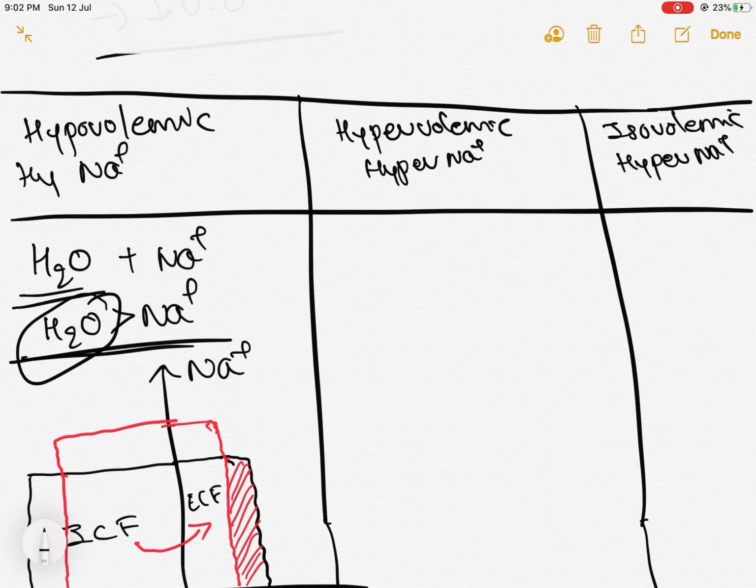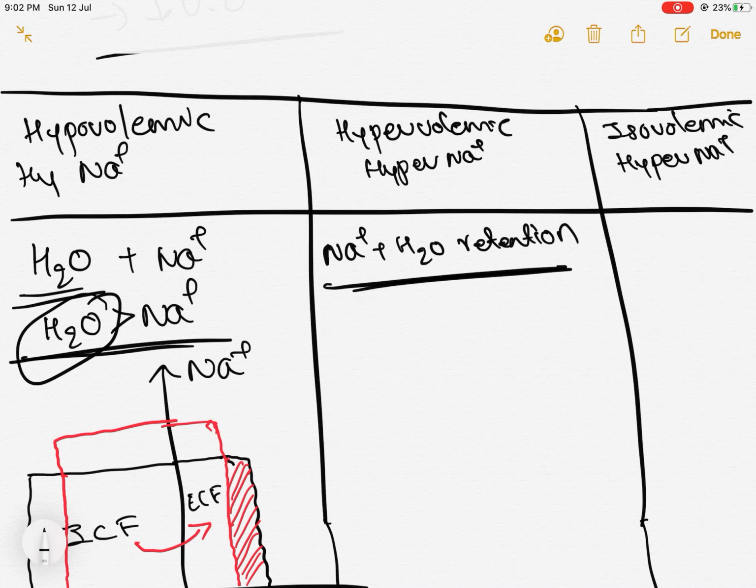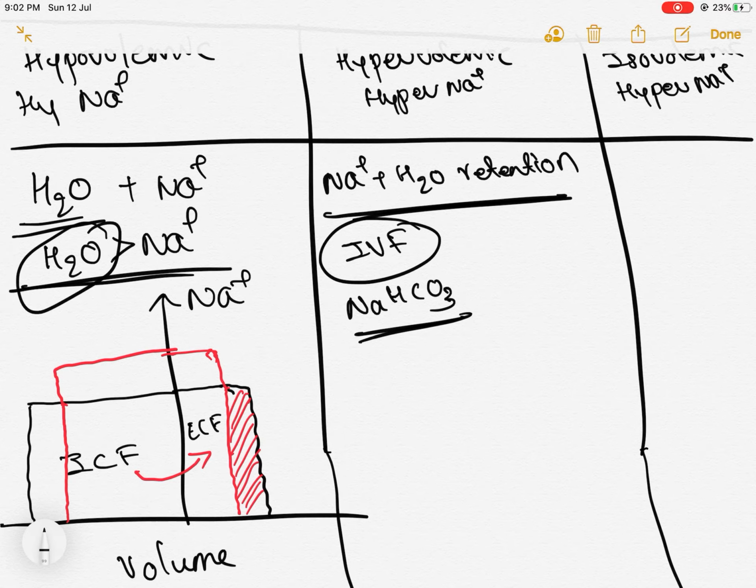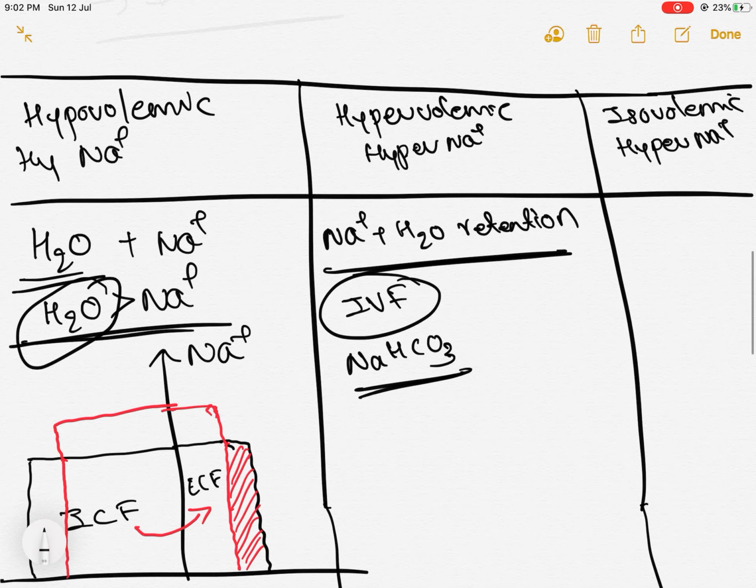Now in hypervolemic hypernatremia, what has happened is that there is sodium as well as water retention. There is no loss. Here there is retention. As a result, the volume is increased. So the retention could be due to inappropriate administration of IV fluids or maybe inappropriate administration of soda bicarb. Soda bicarb, which is used for treatment of metabolic acidosis, or fluids may be used for various reasons. If they are not administered appropriately, there is increase in the total body sodium as well as water, resulting in hypervolemic hypernatremia.